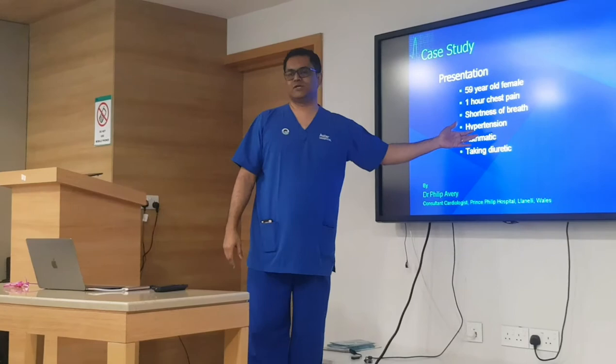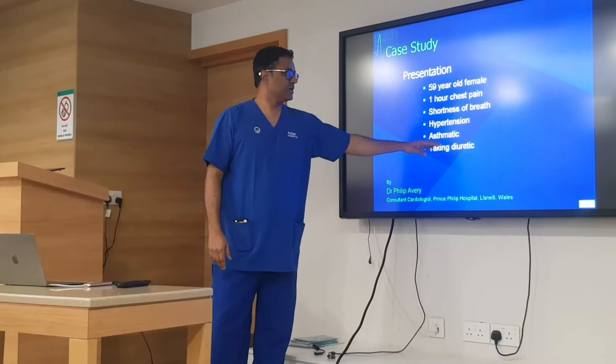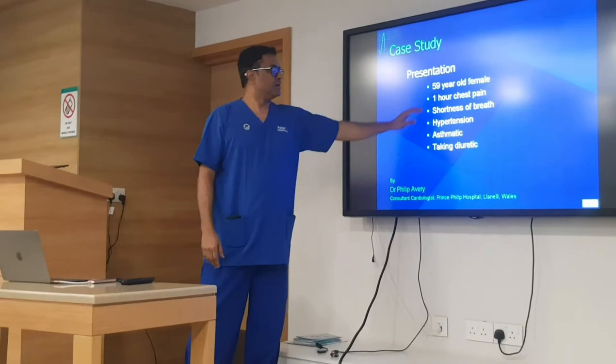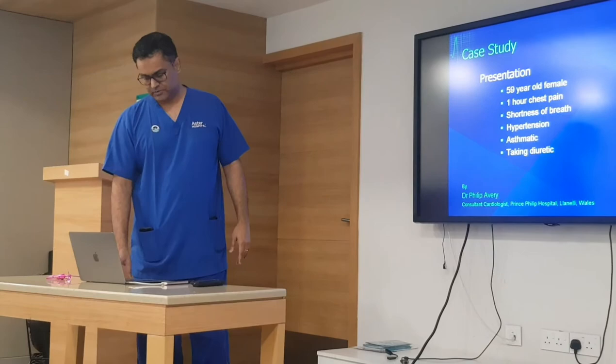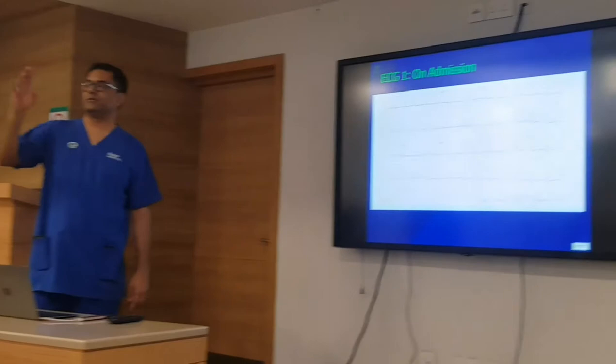She's already on a diuretic, okay? So that is fine. So these are all the reasonable risk factors, hypertension, 59-year-old. I wouldn't say a high-risk patient, but typical chest pain. Let's see what the ECG looks like. Okay, so you've done that. Let's go to the boys at the back.